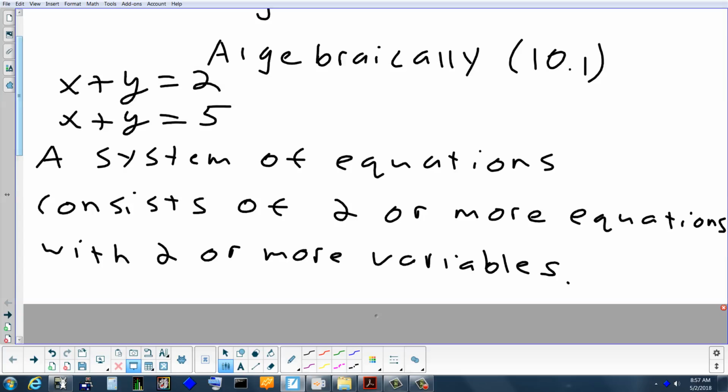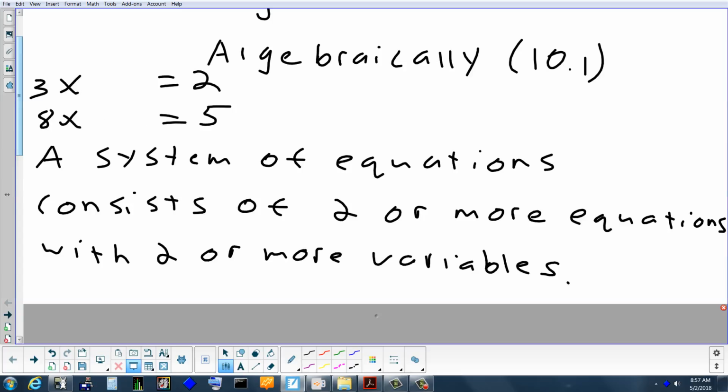But if you had something like, let's just make it a little simpler. 3x equals 2, 8x equals 5. Now you have two equations, one variable. That's impossible. You can't multiply a number times 3 and get 2, and then multiply the same number times 8 and get 5. Doesn't work. So that's no solution, because you have more equations than you do variables.